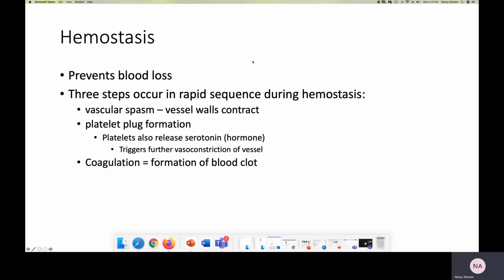The fancy term for the formation of blood clots is hemostasis. And we need to have hemostasis occur so we do not bleed out, because it prevents blood loss. You need to know these 3 steps in order.